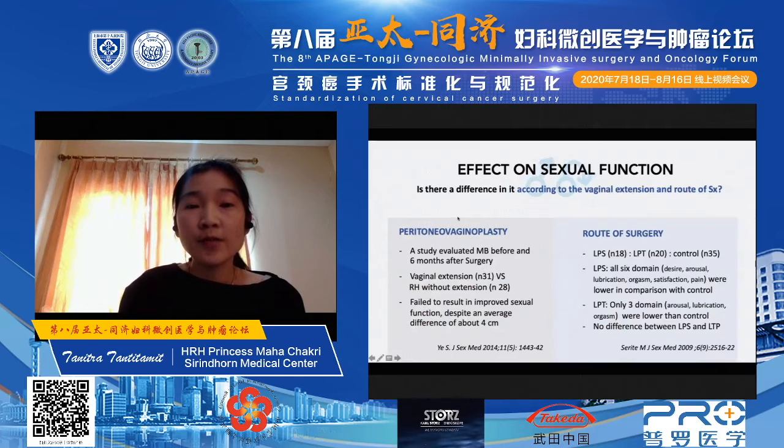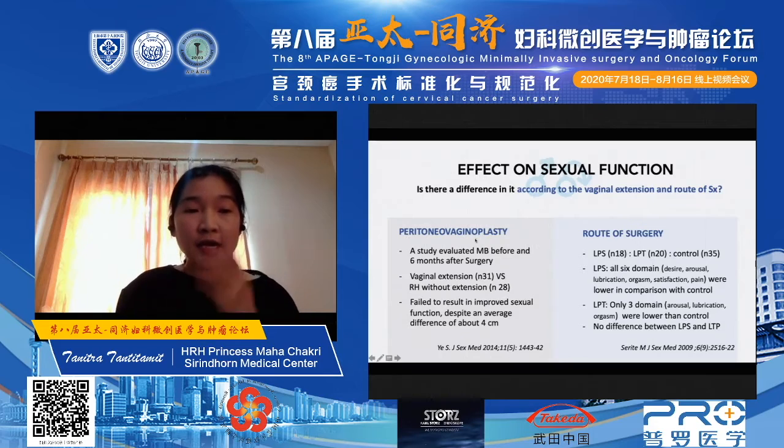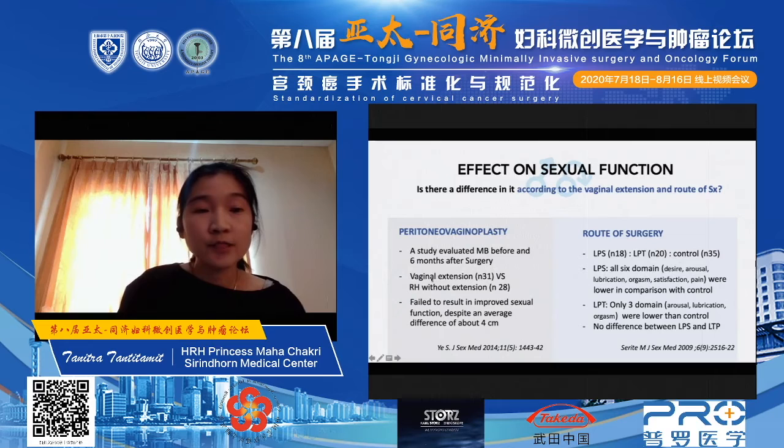As we believe that this problem may occur from the shortening of the vagina, one study focused on patients who underwent peritoneal vaginoplasty, and the study evaluated morbidity before and 6 months after surgery. The patients, about 30 in each group, received vaginal extension versus no extension, but this study failed to show improved sexual function in the intervention group despite an average difference of about 4 centimeters.